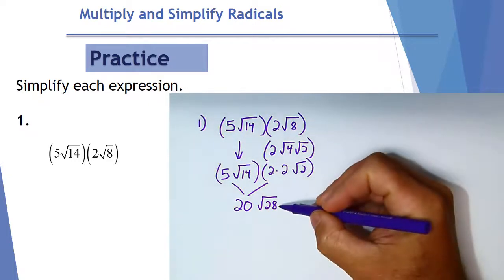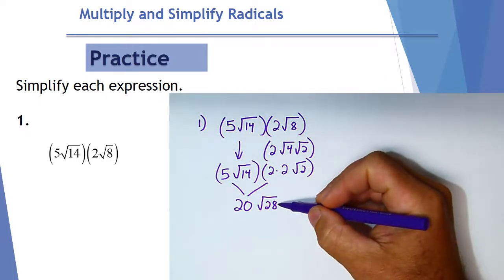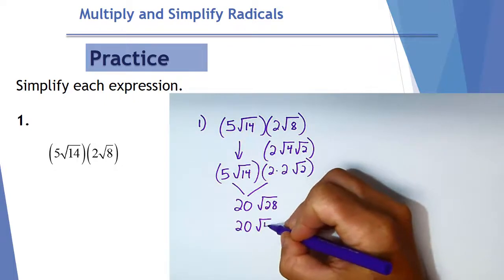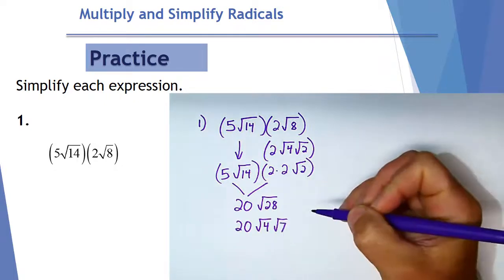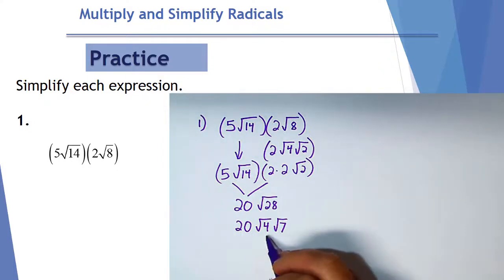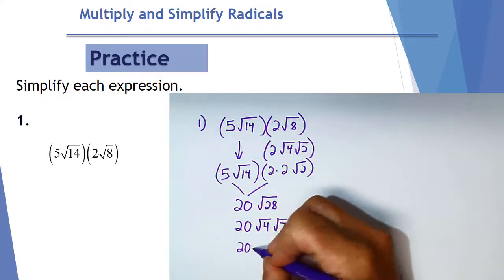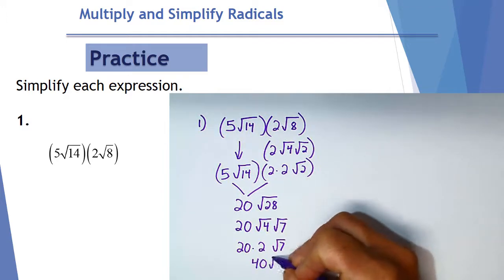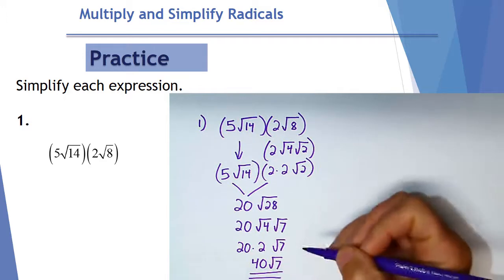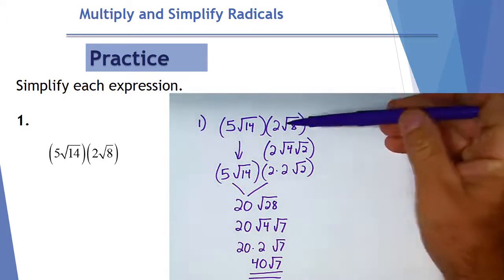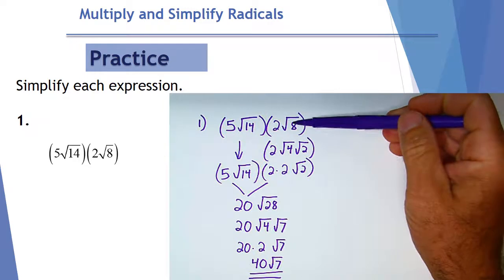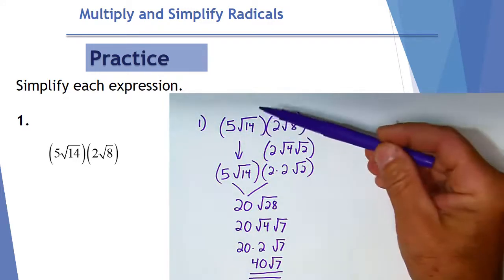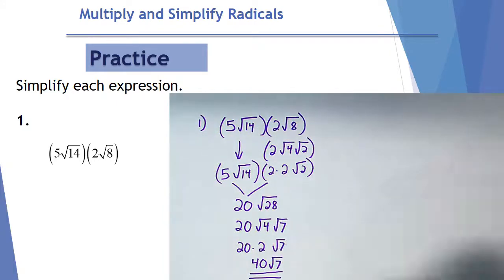Now, are there any perfect squares in that 28? Well, yeah, there are. That's the same as 20 times the square root of 4 times the square root of 7. But we know that 20 times the square root of 4, that's just 20 times 2 times the square root of 7, which is 40 square root of 7. And we've got that one done. Now, if you didn't spot that 8, you would have taken 8 times 14 and gotten 112. And the square root of 112 would have simplified down the same way.